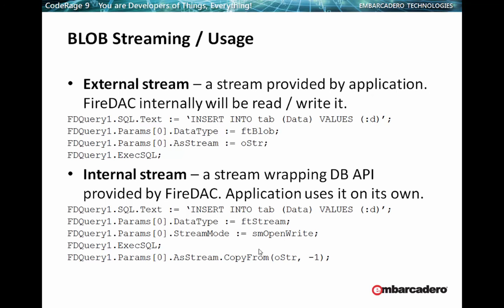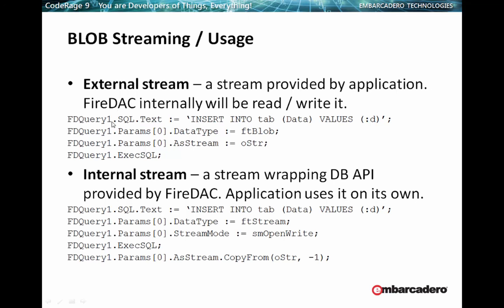With real blob streaming, we have implemented support for external streams. An external stream is a stream which is provided by the application to FireDAC, and FireDAC internally will read or write this stream. And here you see the code sample.